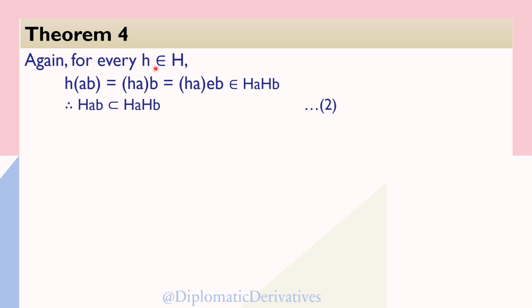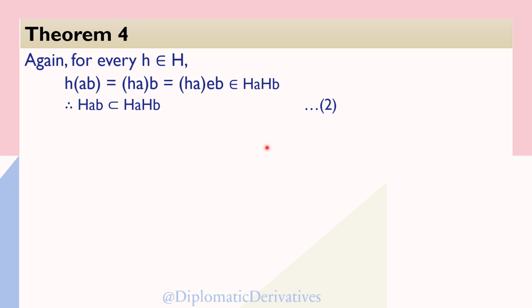Again, for every element h of H, hab can be written as hab. Where are you getting this hab from? From the main coset Hab, the right coset. The element inside this right coset is small hab. So this hab can be written as ha inside and b outside. Now in place of hab you can write ha times eb, where e is the identity, so it can be added. This is an element of what? HaHb. How? Because ha is an element of Ha, and eb, which is identity times b, is an element of Hb. So it means that ha times eb belongs to HaHb. Therefore Hab is a subset of HaHb.